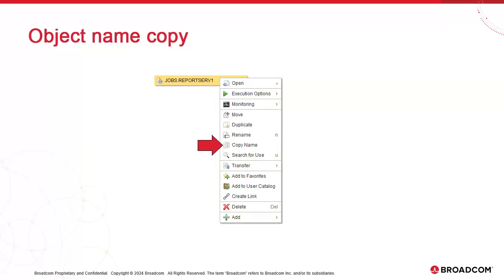Version 24 now allows you to copy the name of an object in the copy-paste clipboard. You can right-click any object, click Copy Name, and then paste the string elsewhere, say in Notepad or in a URL.